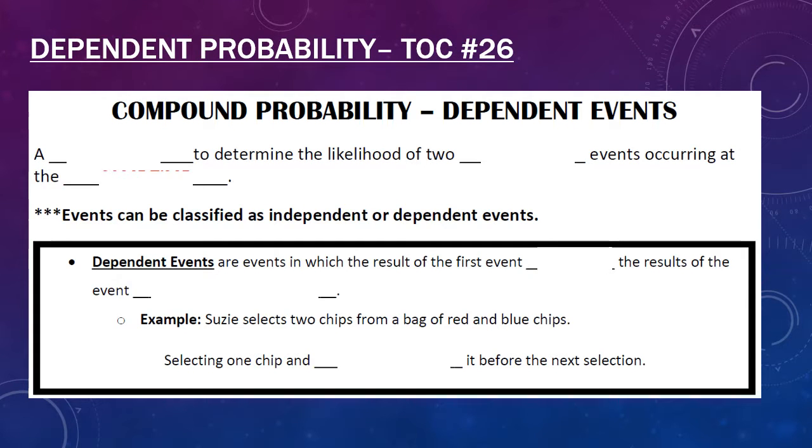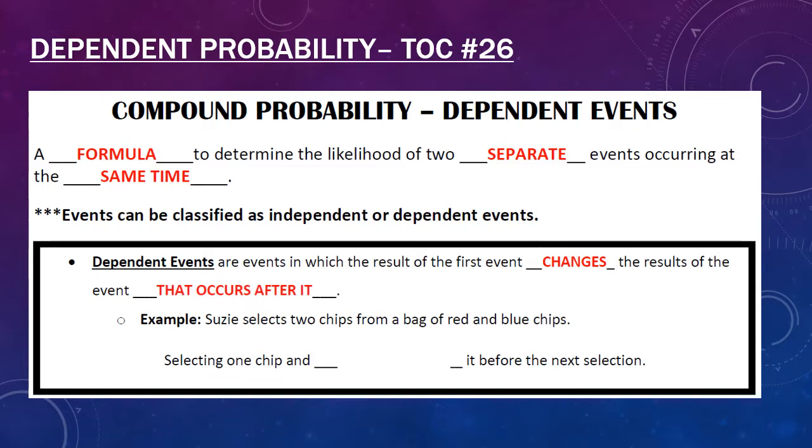Let's dive right in. For compound probability, dependent events, again, this is just a formula that we use to determine the likelihood of two separate events occurring at the same time. This is the same as what we talked about yesterday, in our last video lesson. Dependent events are different from independent events in that the result of the first event changes the results of the events that occur after it. With dependent and independent events, any time you have more than two, it could be 3 events, 4 events. For our SOL and for our lesson, it's only going to be 2 events.